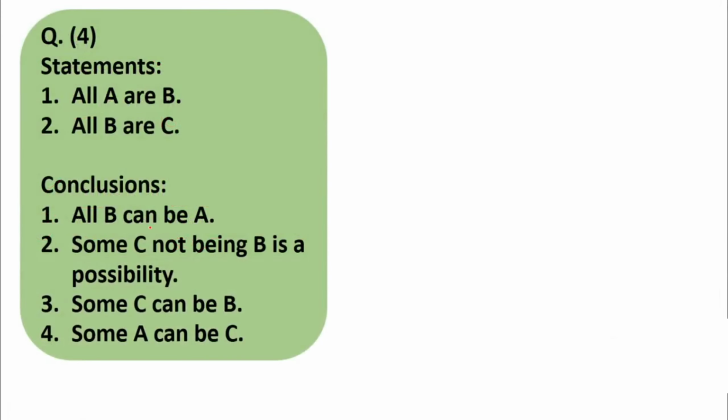Again we check for words like can be, being, possibility. This question has words like can be, possibility. So this is a possibility sum and we have to solve it using Venn diagrams. Okay, we have not seen how to solve a sum related to Venn diagrams. So now I'll teach you how to solve possibility sums related to Venn diagrams, right?